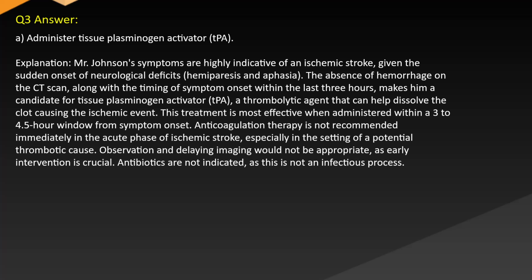Explanation: Mr. Johnson's symptoms are highly indicative of an ischemic stroke given the sudden onset of neurological deficits, hemiparesis, and aphasia. The absence of hemorrhage on the CT scan, along with the timing of symptom onset within the last 3 hours, makes him a candidate for tissue plasminogen activator, tPA, a thrombolytic agent that can help dissolve the clot causing the ischemic event. This treatment is most effective when administered within a 3 to 4.5 hour window from symptom onset.